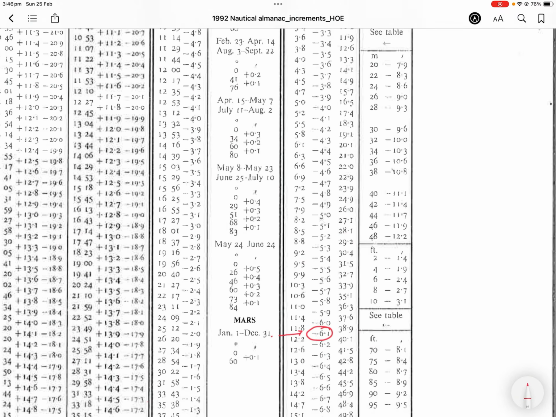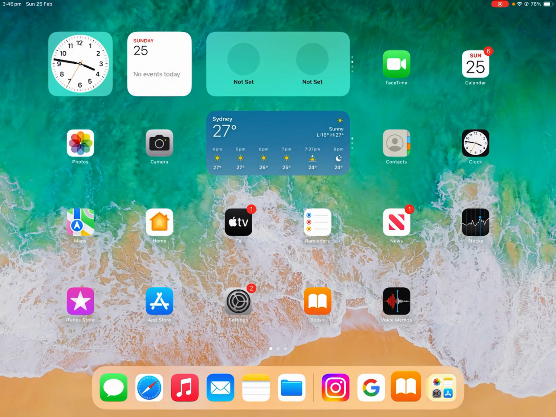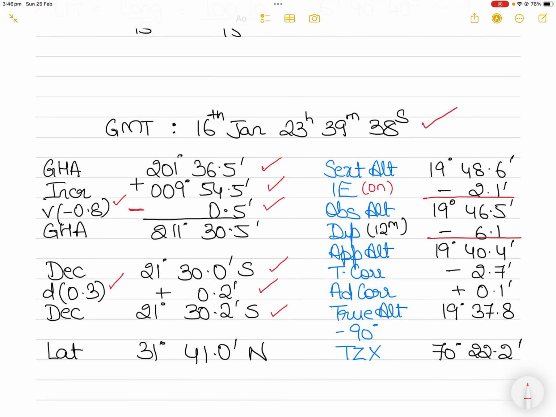All right, so 12 meters lies between 11.8 and 12.2, minus 6.1. So you go back and say I have put minus 6.1 there. So when you subtract the dip correction from the observed altitude, you get the apparent altitude. So when you get the apparent altitude, remember the value 19 degrees 40.4.